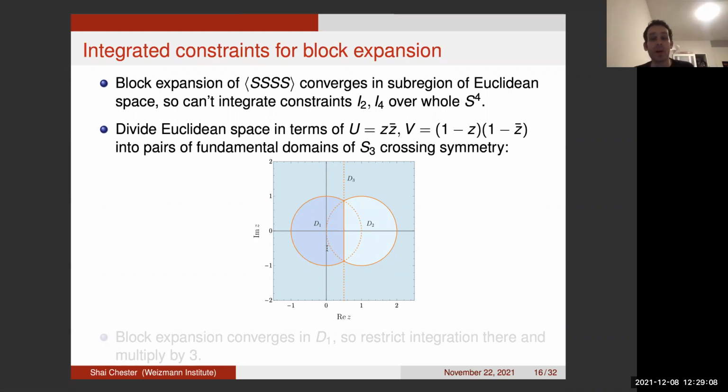If you were to expand the blocks in the T channel or the U channel, you would just have to look at a different region, either D2 or D3. But because all these regions are related by crossing symmetry, if you just do the integral over D1, you could just multiply the answer by 3 and that gives you the right answer. That's the way you avoid the fact that this thing doesn't naively converge over the full region.